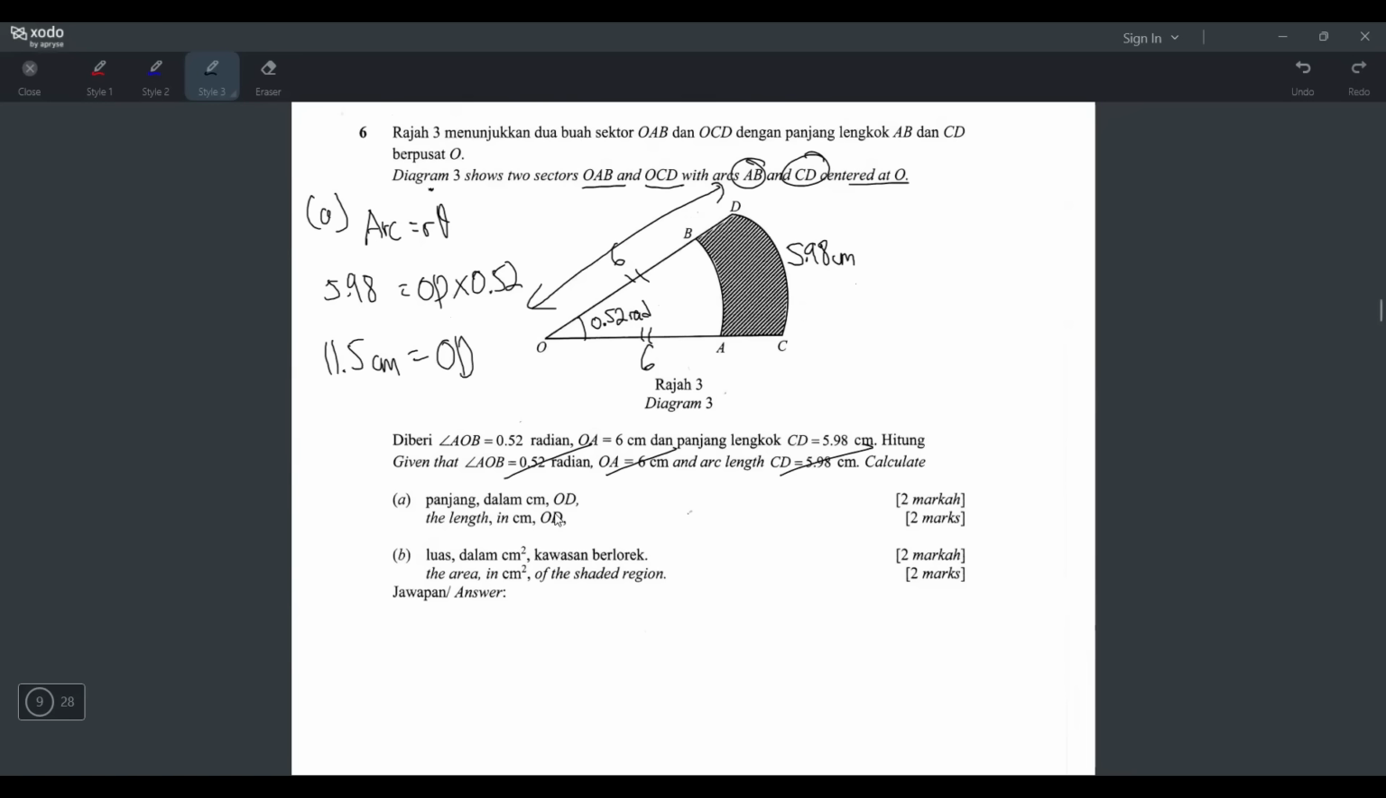Okay, let's do B. They want to find the area of the shaded region. The shaded region is this, so you have to take the area of the big sector minus the area of the small sector. The formula for area of sector is 1 over 2 r squared theta. What's the r of the big sector? 11.5. And the theta in radian? 0.52. But of course you have to minus 1 over 2 r squared theta again. This time it is the small sector, so the radius is 6 and the theta is 0.52.